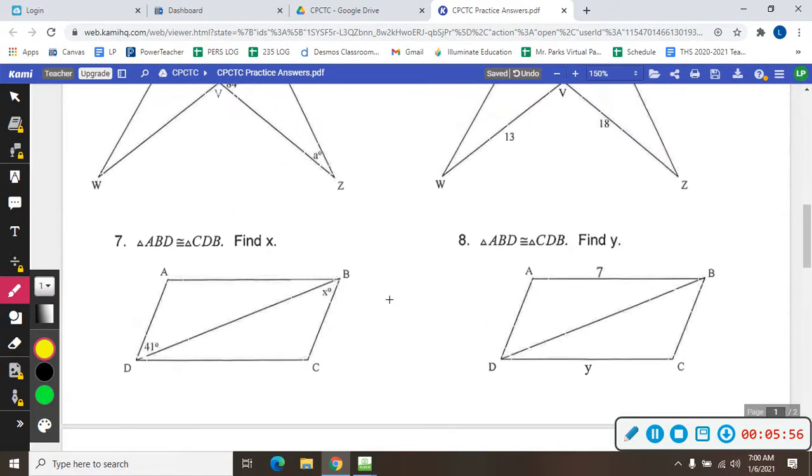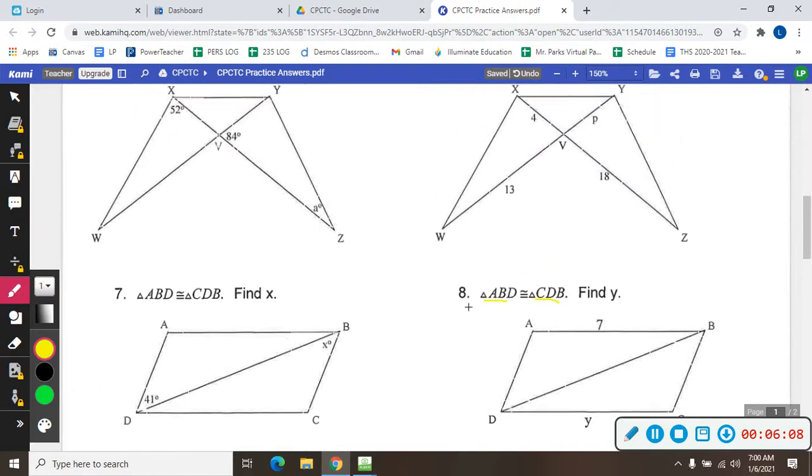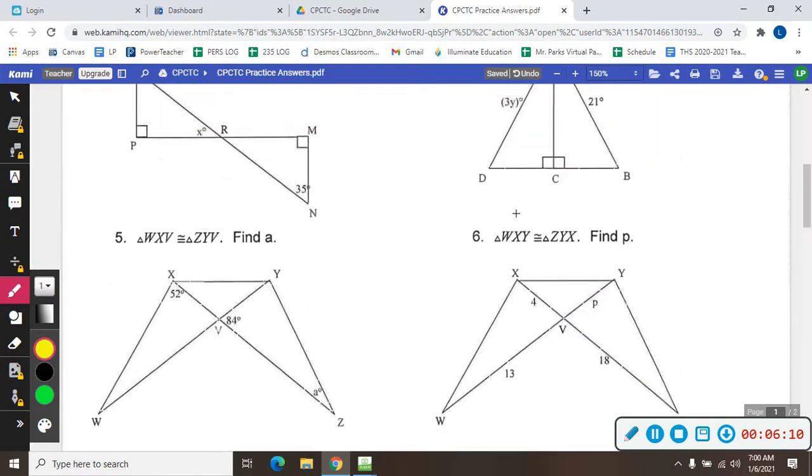Some are pretty easy, like this. We say that AB is equal to CD, so Y would then be 7. I hope this video helped you understand.